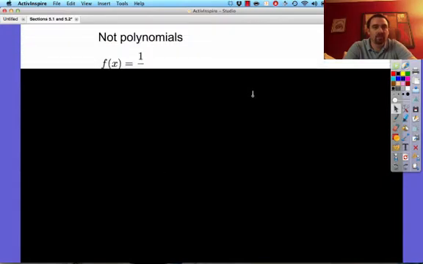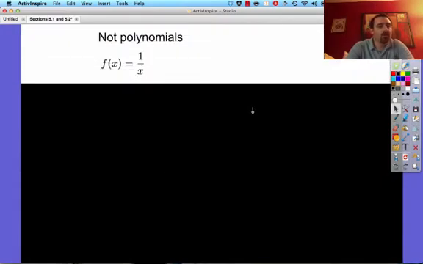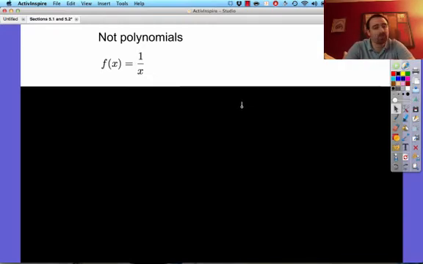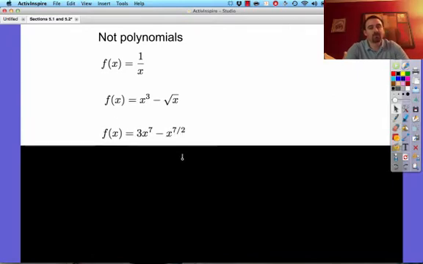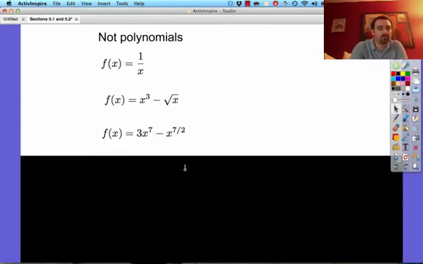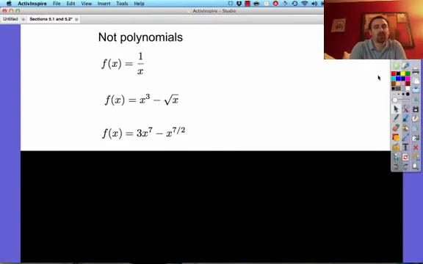Here are some examples of not polynomials. 1 over x. We can't have a polynomial when x is in the denominator of a fraction. x can be in the numerator, but not the denominator. Not a polynomial. This part's fine right here, but not this part, not the square root part. That's not all right. Again, positive whole number power, that's good here, but this is not a positive whole number. 7/2 is not a whole number. So there are some examples of non-polynomials.